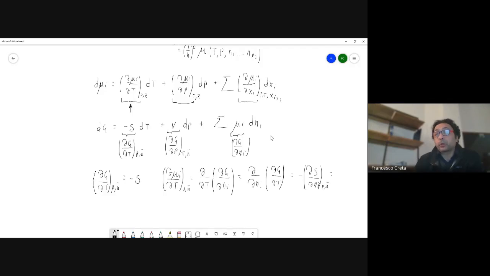So long story short, by definition, we defined them last time, these quantities are partial molar quantities. What this is, in fact, is the partial molar entropy. Exactly like mu is partial molar Gibbs energy, this is the partial molar entropy, which means essentially the change of entropy when you add 1 mole of substance I to the whole mixture. So this is a partial molar entropy, I'll write it here.